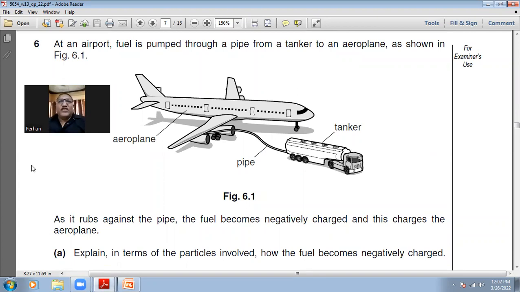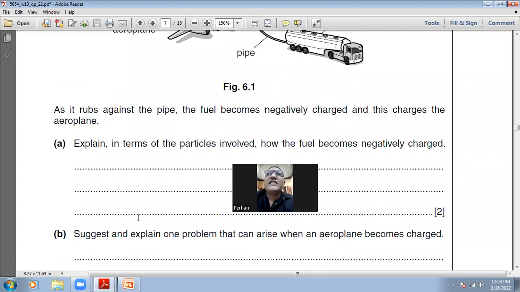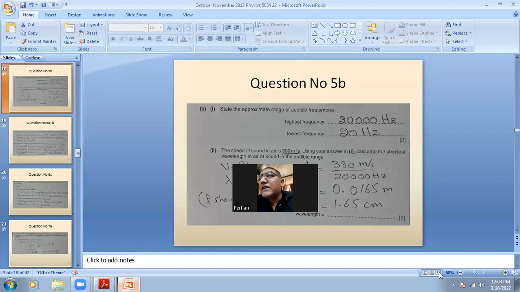At an airport, fuel is pumped through a pipe from a tanker to an aeroplane, as shown in figure 6.1. As it rubs against the pipe, the fuel becomes negatively charged, and this charges the aeroplane. Explain in terms of the particles involved how the fuel becomes negatively charged. When the fuel rubs against the plastic pipe, electrons from the pipe transfer to the molecules of the fuel. So the fuel has become negatively charged.